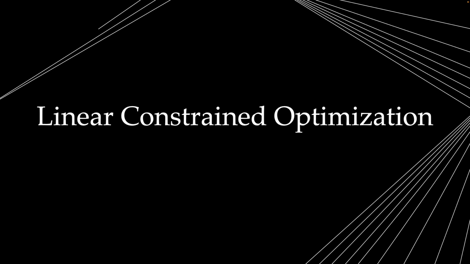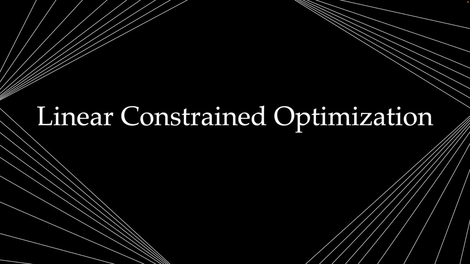Linear constrained optimization is a very powerful tool that's capable of solving a wide variety of optimization problems. Specifically, it's able to handle problems with millions of variables, millions of constraints, and solve these problems to global optimality.